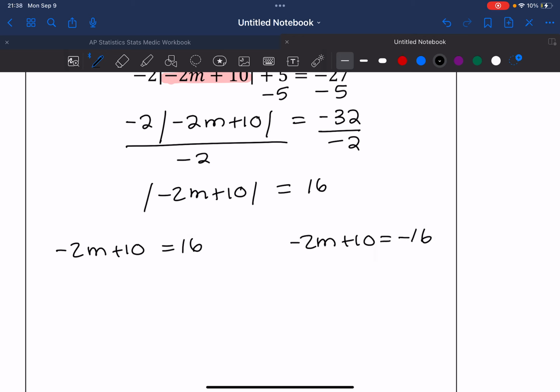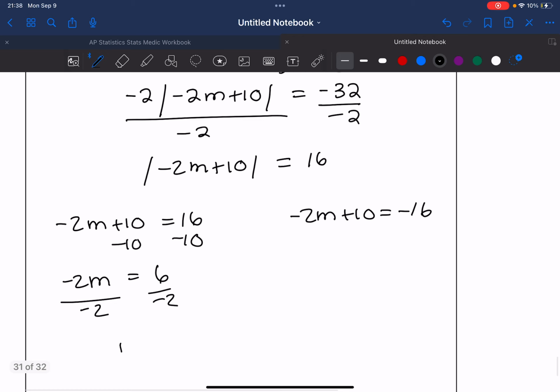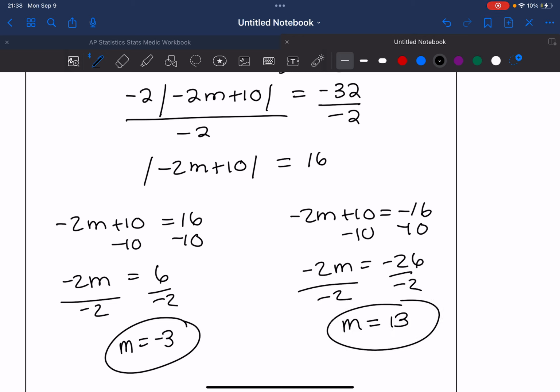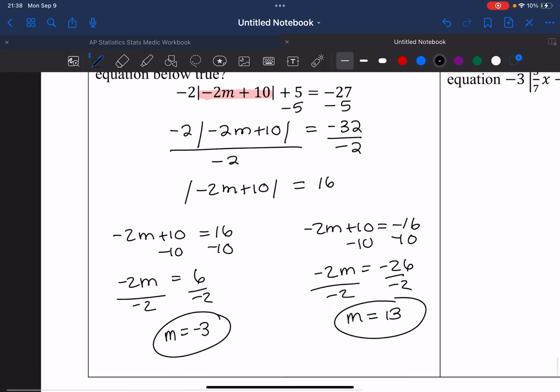Solving for m, I'm going to subtract 10 from both sides, and I get negative 2m is equal to 6. Divide by negative 2, and I get m is equal to negative 3. On the other side, I'm going to subtract 10, and I get negative 2m is equal to negative 26. Divided by negative 2, I get m is equal to 13. Okay, so again here, I had two possible answers.